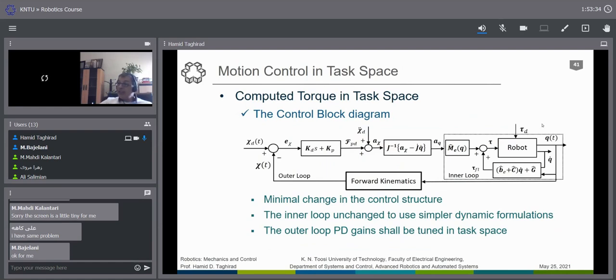I will keep the inner loop. I don't change anything in the feedback linearization part. We can use either full feedback linearization or partial feedback linearization if you wish. I'm going with the full feedback linearization since this is our baseline. But I change the outer loop to a task space.